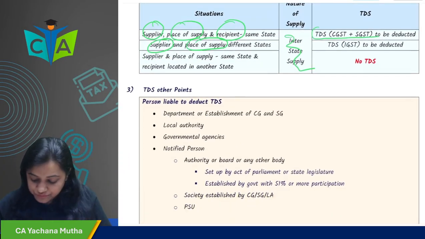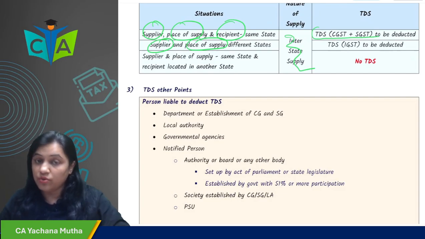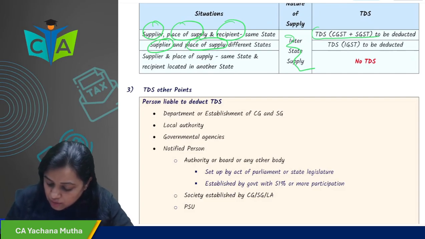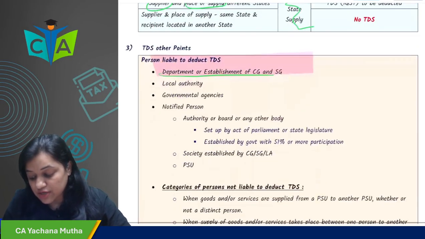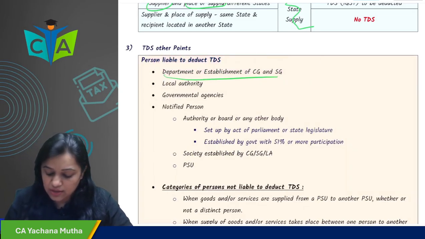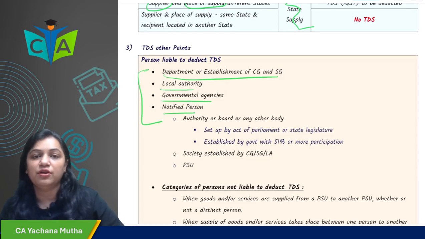Now who are required to deduct TDS? A department or establishment of central government or state government. If you are a department or establishment of central government, state government, then you are required to deduct TDS. Local authority, governmental agency, notified person, all these are required to deduct TDS.